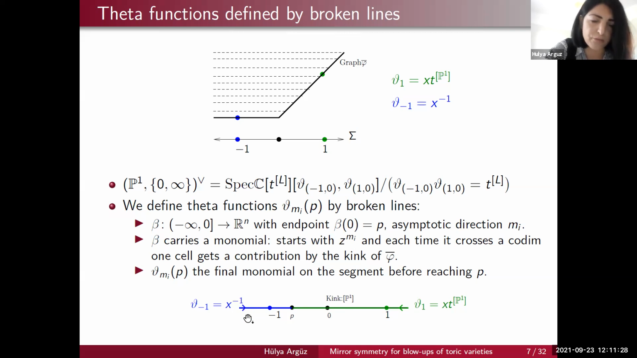The direction it comes from, the broken line initially carries the monomial x inverse. So your θ-1 is just x inverse. If you want to understand θ1, you look at the broken line coming from the one direction. It initially carries x, but it does cross the origin to come to the point P. So θ1 is x times T^{P1}. So you see, you can write your θ functions very conveniently, in a very combinatorial procedure, by making use of broken lines and just by analyzing the fan picture of your toric variety.